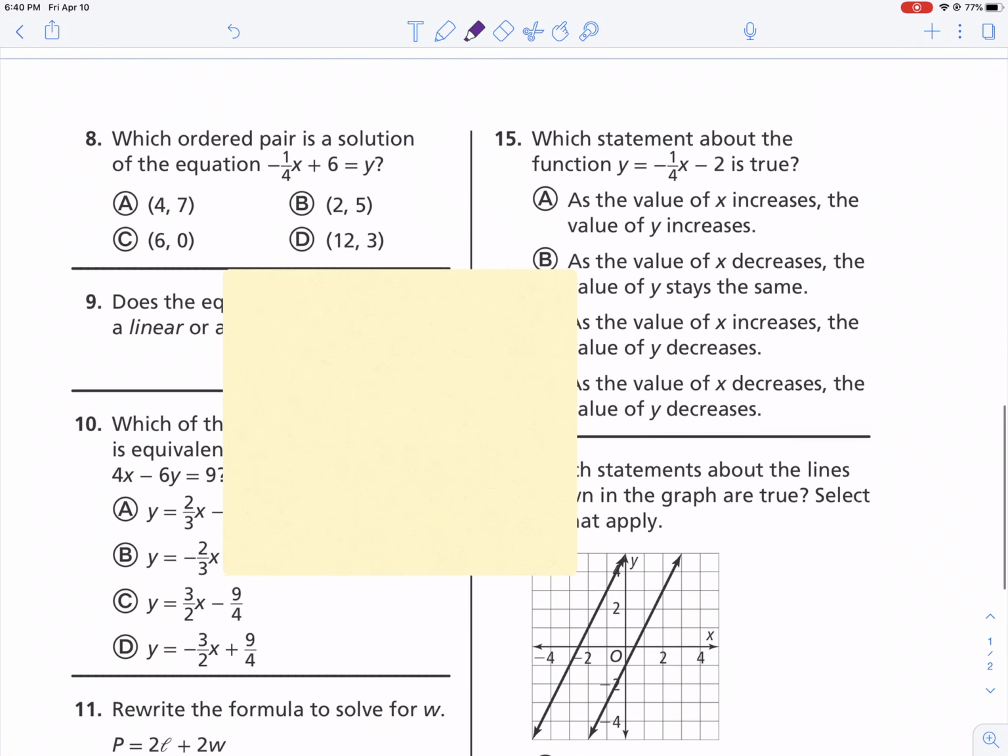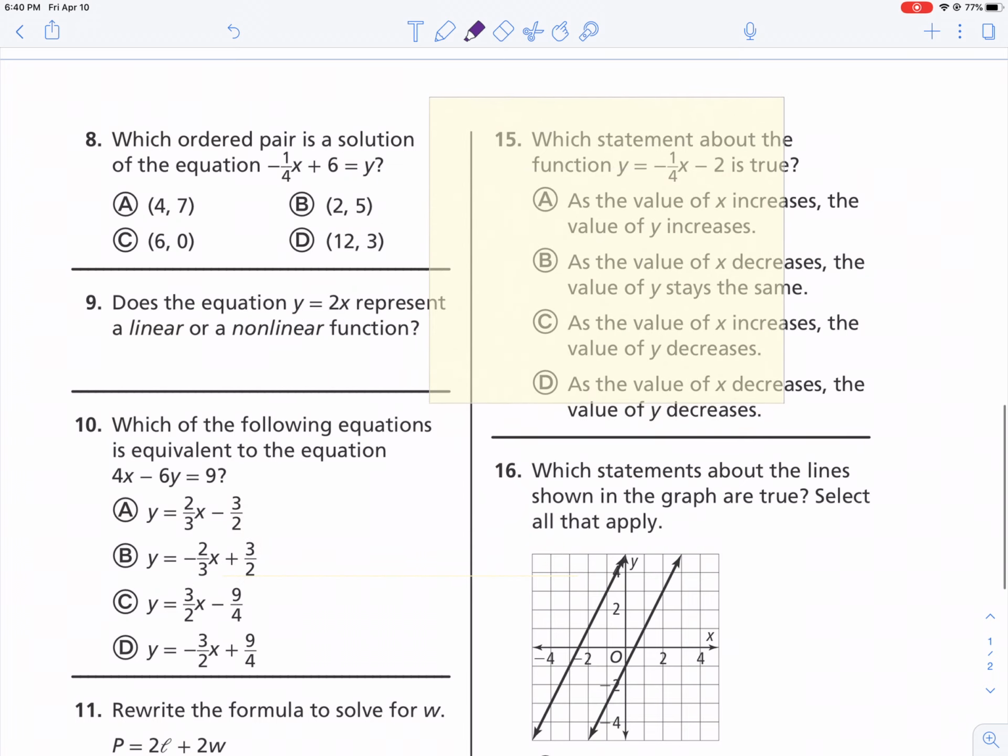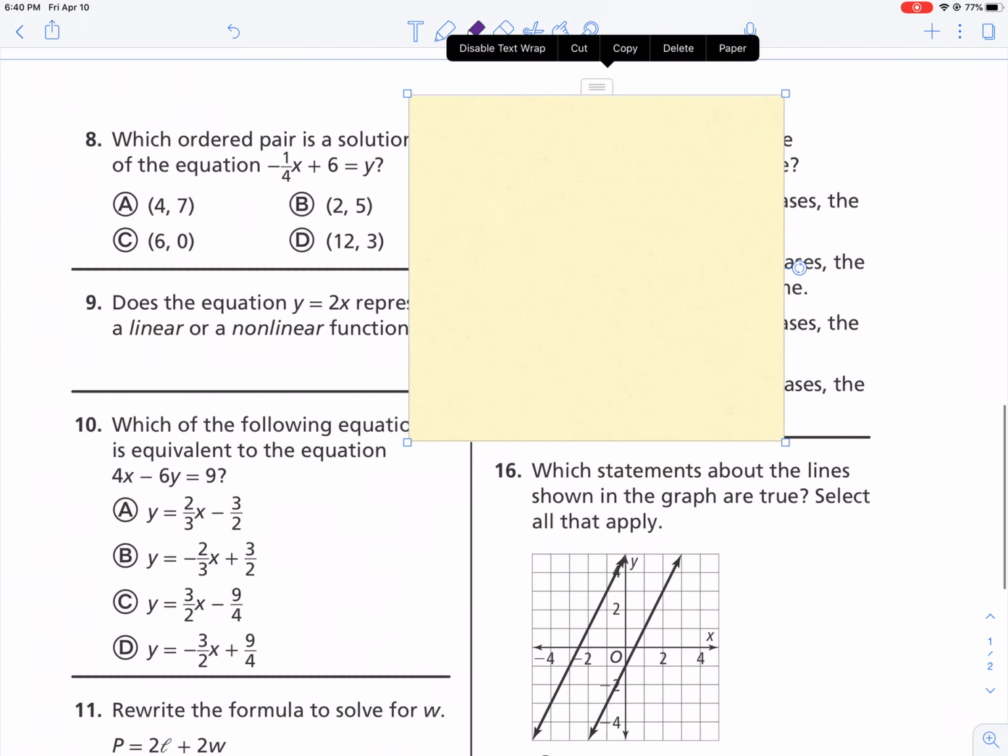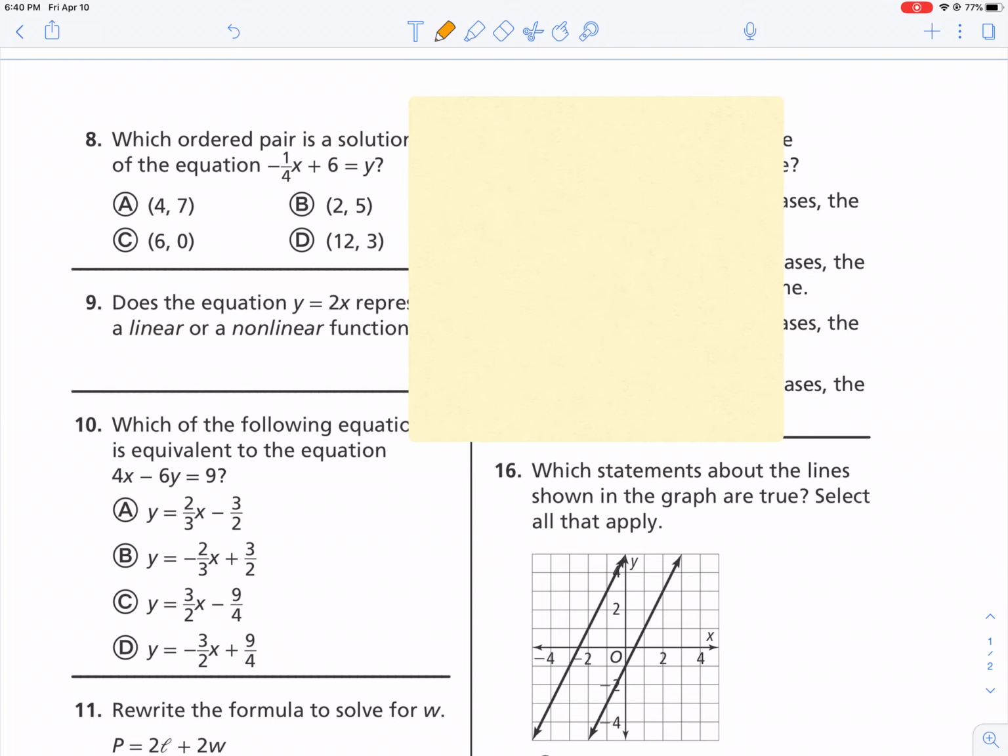So starting with A, we're going to try it. I'm going to write down my equation, use a darker color so it shows up a little bit better, and we're going to say negative 1/4 x plus 6 equals y. So for our first option, 4, 7, our x is going to be 4, and our y is going to be 7. So we're going to substitute. I have negative 1/4, I'm going to plug in 4, plus 6 equals, and our value of y is 7.